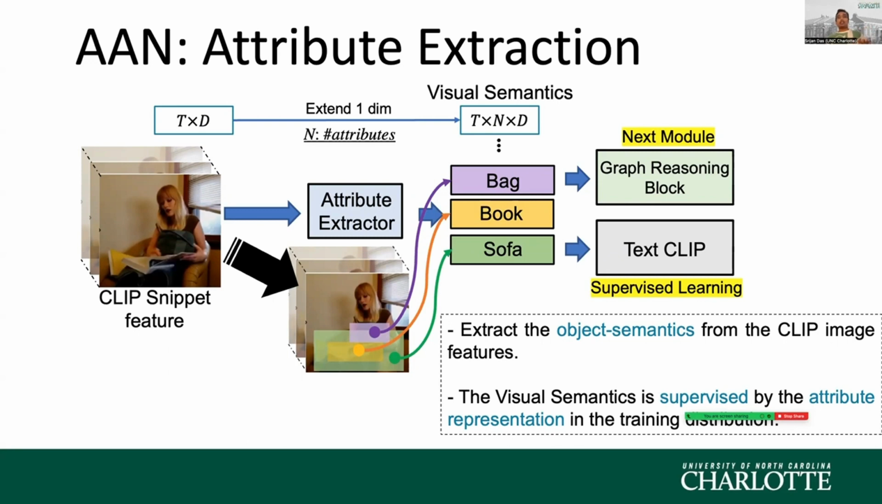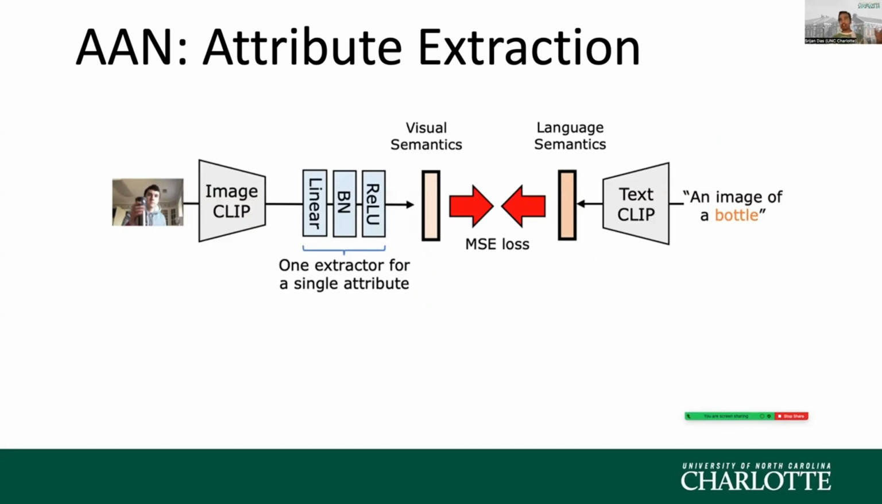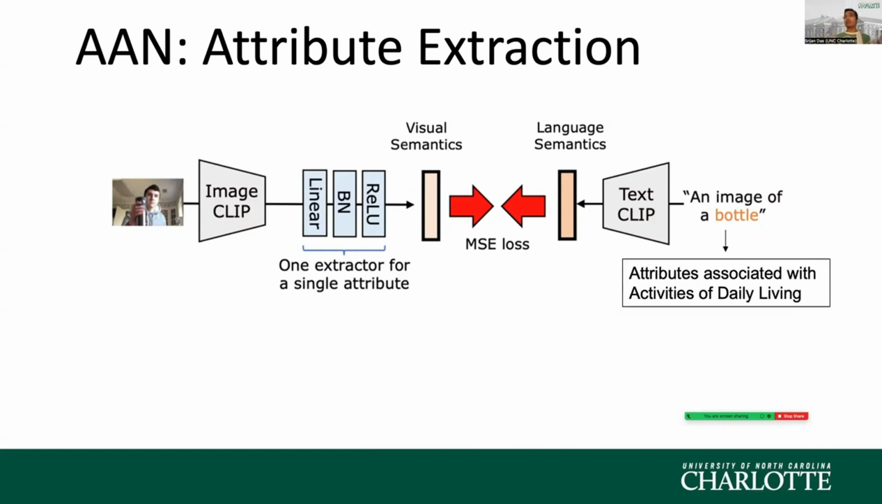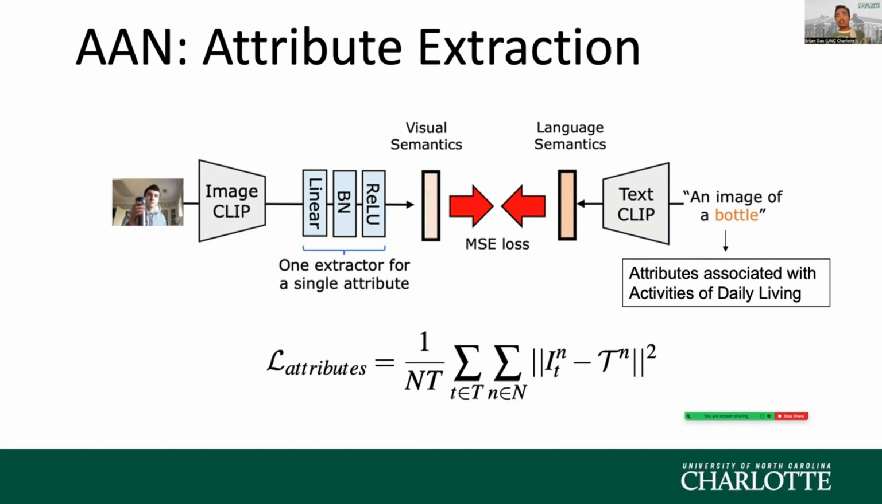So the attribute extractor maps the video from a T cross D dimension to a T cross N cross D visual semantics. The visual semantics is supervised by the attribute representation in the training distribution. That means we take the CLIP features, feed it to the attribute extractor, which is nothing but just a linear layer, and it is supervised by the language semantics. So we provide text prompts or attributes which are associated with the activities of daily living. So they are basically the different nouns, places, scenarios, which are relevant to the training distribution. And to supervise this visual semantics that we learn from the CLIP features, we use a mean square error between the visual semantics and the language semantics.